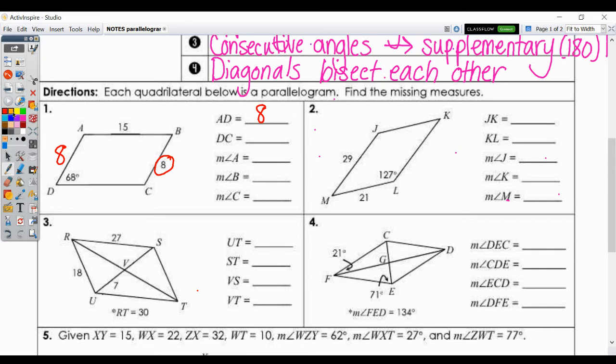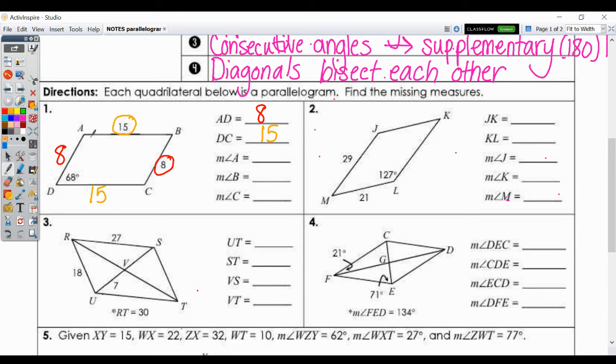Okay, it's asking for DC. DC is right here. So if opposite sides are equal, all I got to do is look at its opposite side, and they tell me it's 15. So I know DC is also going to be 15. Pretty easy, right? All right, next thing it asks for is angle A.